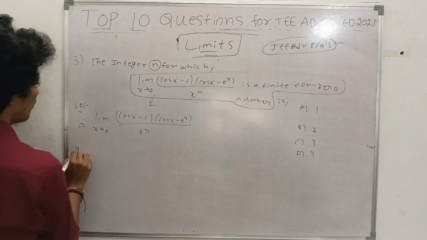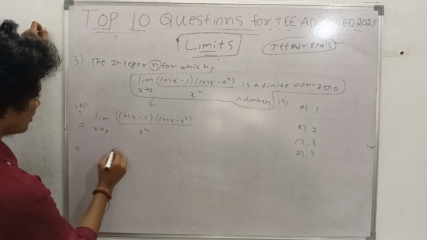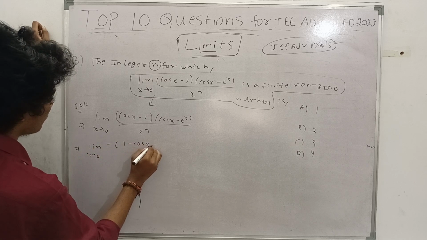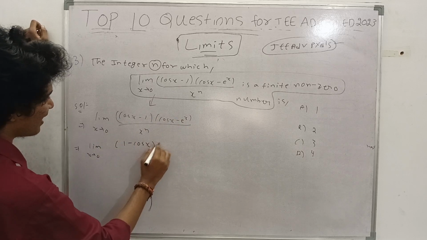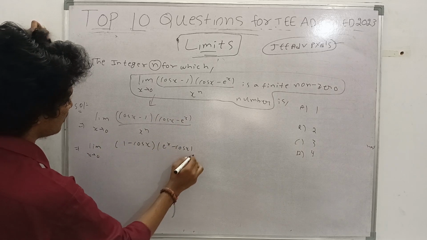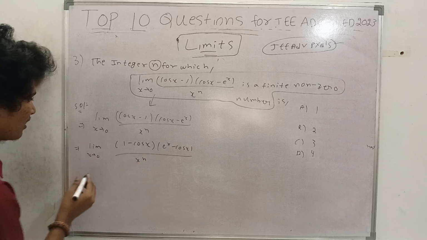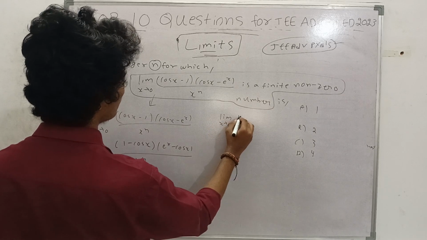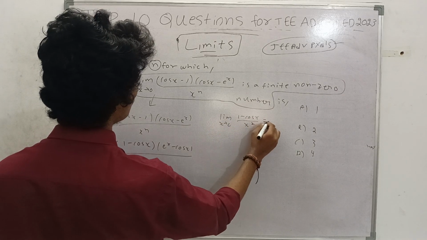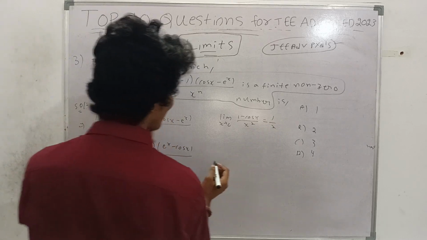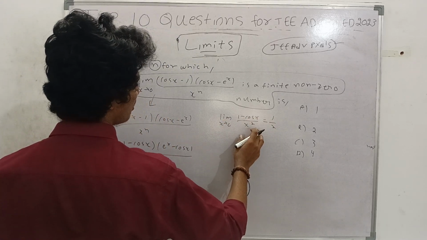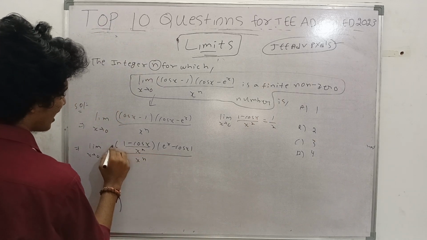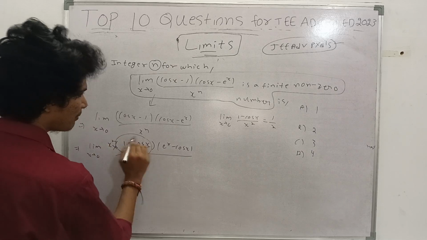Now if you observe carefully, if I take minus common here, limit x tending to 0, 1 minus cos x here, and I can multiply this minus into the second bracket, so it will be e power x minus cos x divided by x power n. Now we know one property, that limit x tending to 0, (1 minus cos x) divided by x square equals 1 by 2. So I can simply divide by x square here and multiply by x square here. So this complete thing can now be 1 by 2.